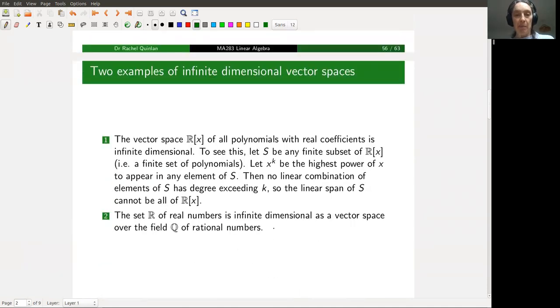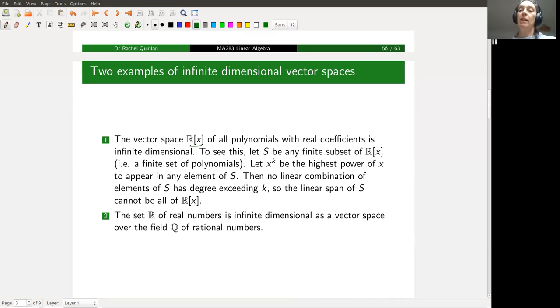Okay, a couple of examples. If we take the vector space of all polynomials with real coefficients, which is denoted by R[x] as usual, the assertion is that's infinite dimensional. It doesn't have a finite spanning set. To see that, imagine we take some finite set of polynomials with coefficients in the real numbers. Then each one of those has a highest power of x that appears in it. So maybe it's x to the fourth in one of them and x to the seventh in another one, whatever. Then if you've got a finite set of polynomials, amongst all of them there's a highest power of x that appears. And no linear combination of these polynomials can have a higher power of x than that in it.